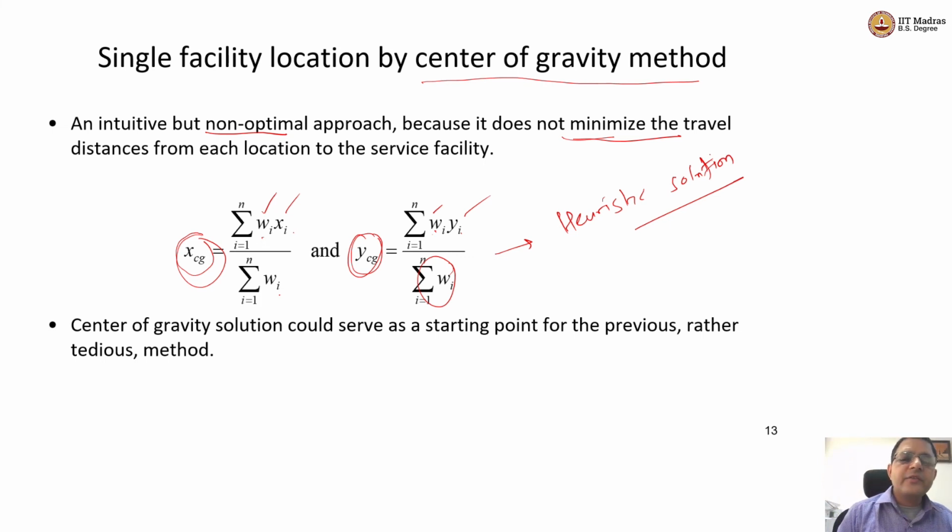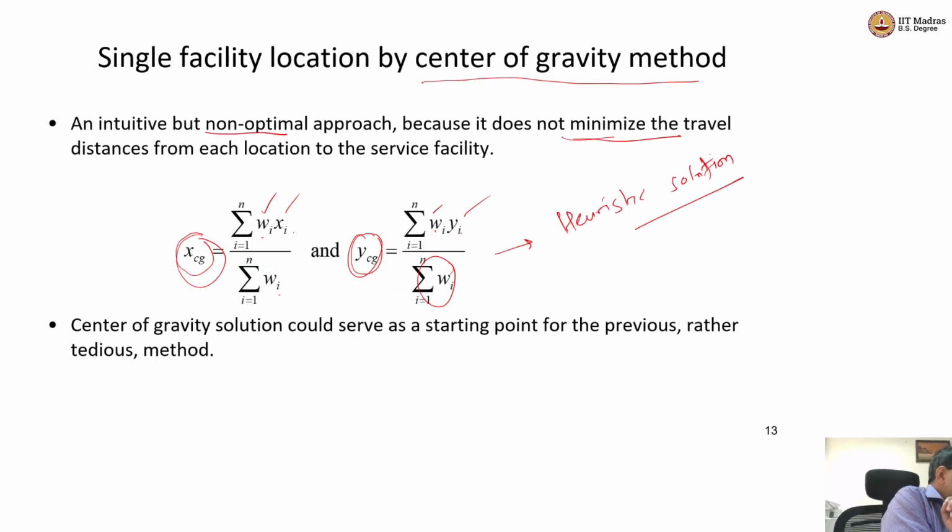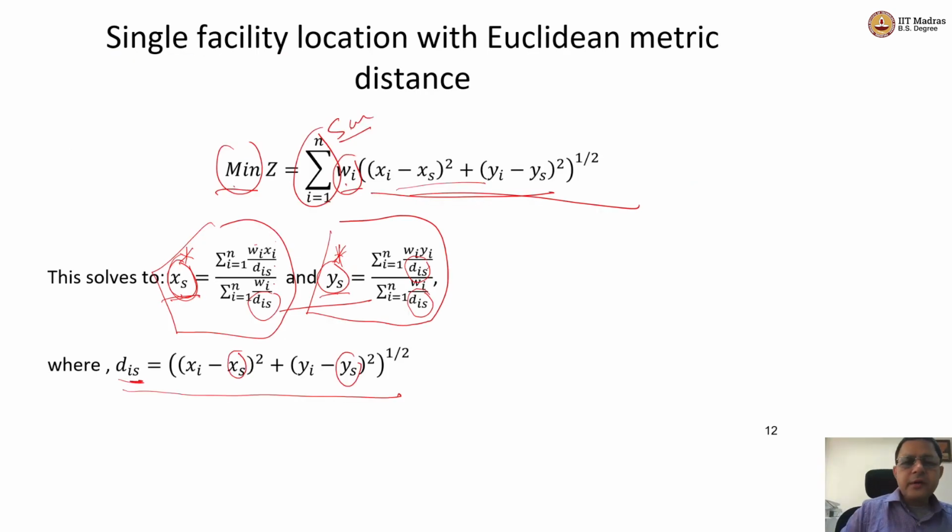So what we can do is employ some kind of numerical algorithm to actually solve this, and we can use the center of gravity solution as the starting point of that numerical algorithm. That should be possible. So the center of gravity solution can be used as a starting point of our numerical solution, because that actual problem is a much more tedious problem to solve. Okay, so that is how you would solve a single facility location problem using a Euclidean distance measure.